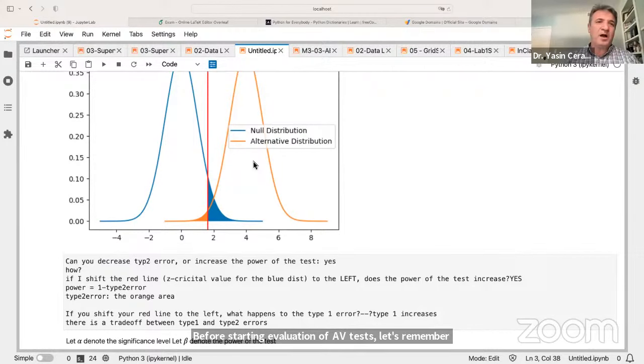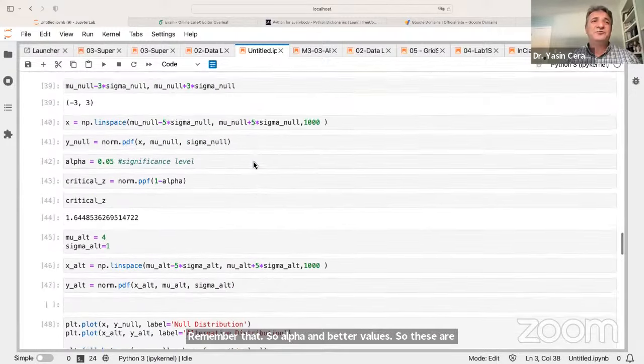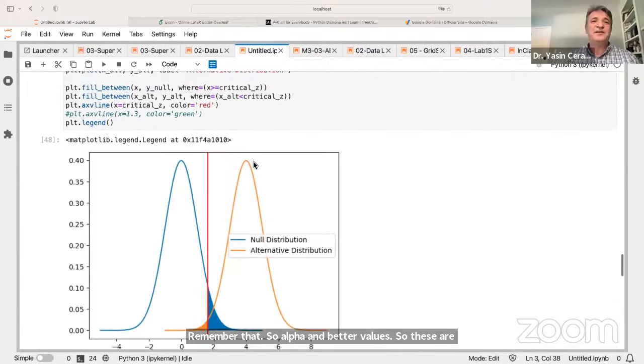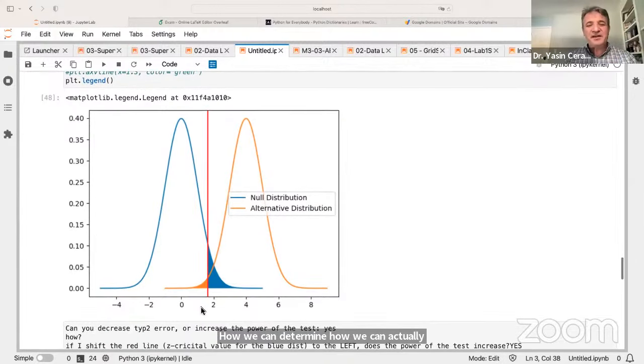Last time, I think we were talking about power and significance, type 1 and type 2 errors. Remember that? So alpha and beta values. So these are the things we discussed last time. Actually, I tried to write a code here to simulate how we can actually visualize beta. So the area corresponding to beta and the area corresponding to 1 minus beta.